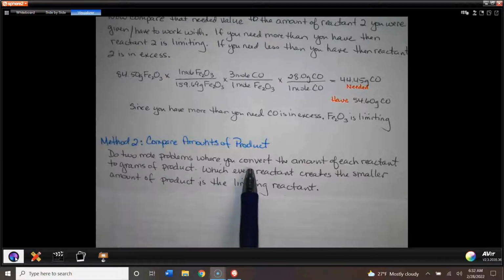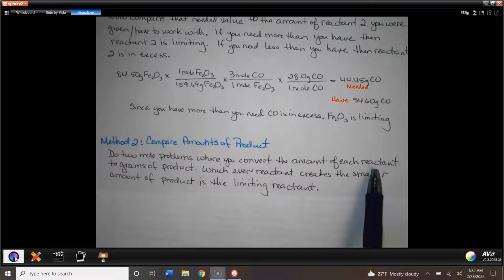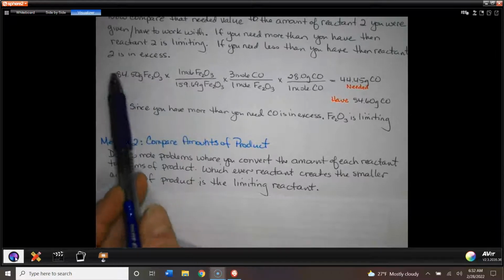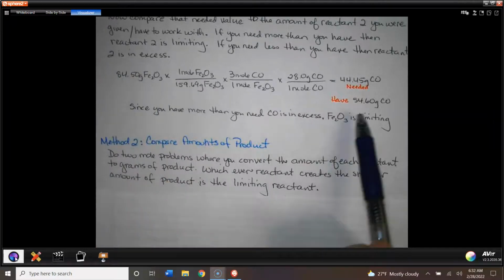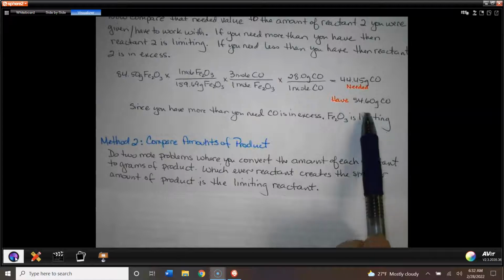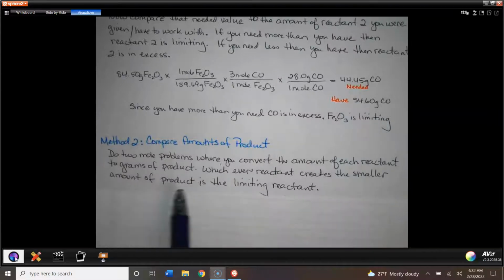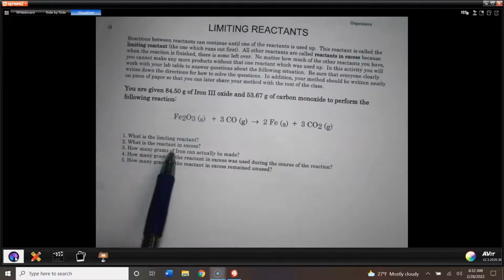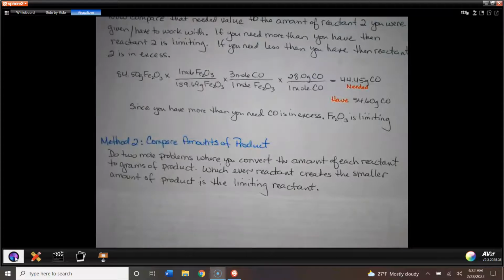So you're going to do two mole problems where you're going to convert each of the reactants, reactant 1 and reactant 2, in this case, both the 84 grams of iron 3 oxide and the 54.60 grams of carbon monoxide, into product. Since one of the questions originally was how many grams of iron, I'm just going to go to iron because I'll be able to answer that question when I'm done with this.